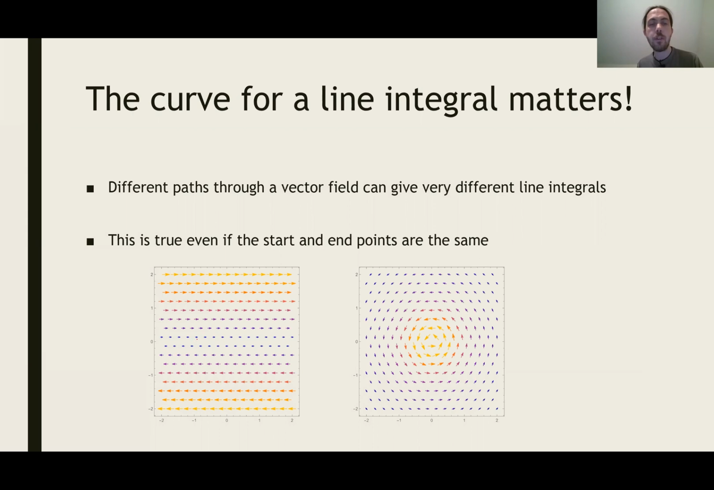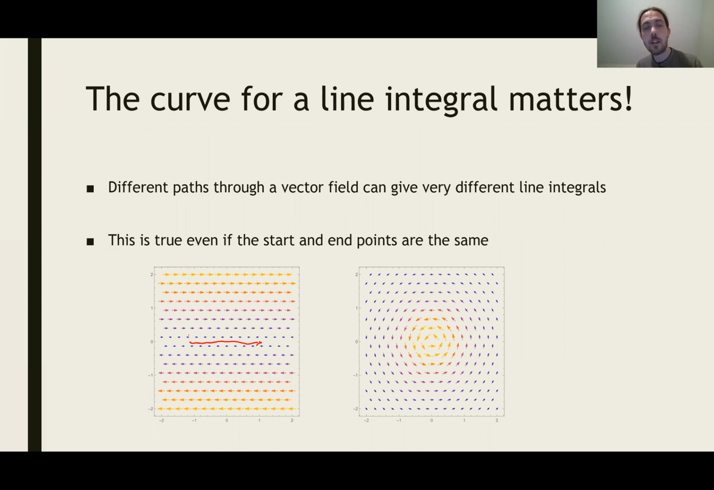So for example, for this vector field at the left here, we start at one point and end at another. If we go along this path from left to right that I've drawn here, the vector field is very, very small, or maybe even at zero along the points along those lines. And so there's very, very little energy transfer.